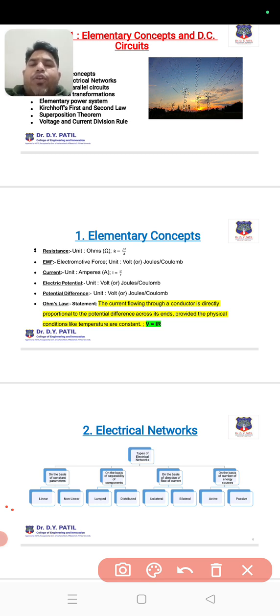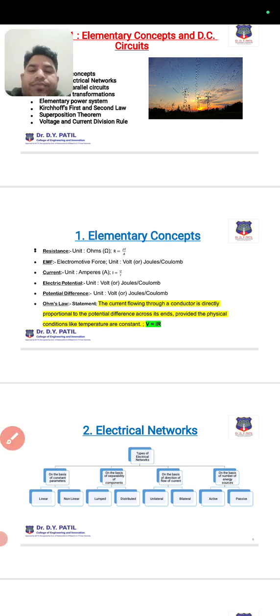Second is the EMF. It is nothing but the electromotive force. The force required to produce the flux is called the electromotive force. Second one is the current. Current is nothing but the flow of charge per unit time; we call it current.